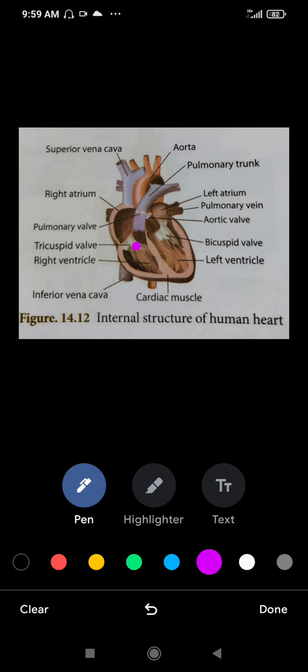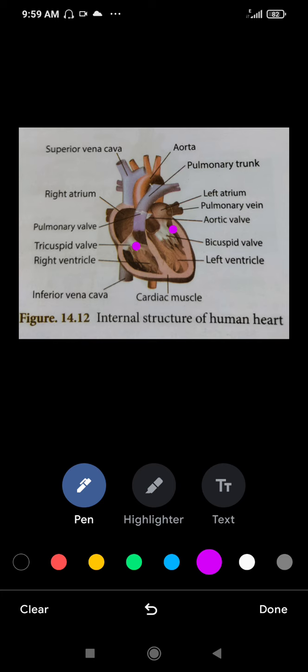The bicuspid valve has two leaves, two cusps, two flaps. That is why it is known as bicuspid, because of the presence of two cusps. The bicuspid valve is also known as the mitral valve.